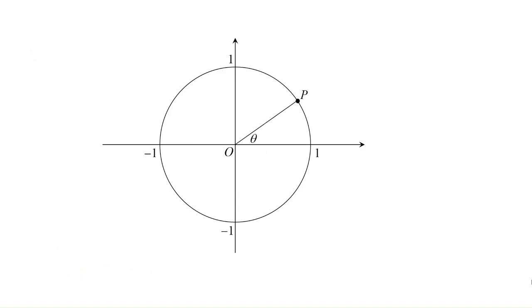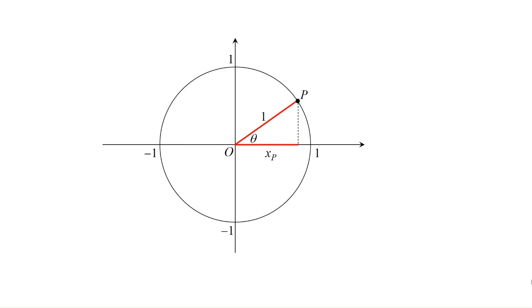Considering a point P on the circle forming an angle of theta with the positive x-axis, the circle being a unit circle, we have OP equal to 1 unit. Now let's investigate the coordinates of P. Starting with its abscissa x of P, the orthogonal projection of P on the x-axis forms a right triangle where x of P is adjacent to theta and OP is the hypotenuse.